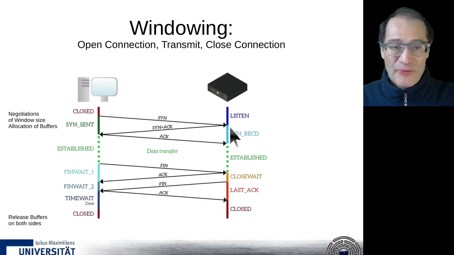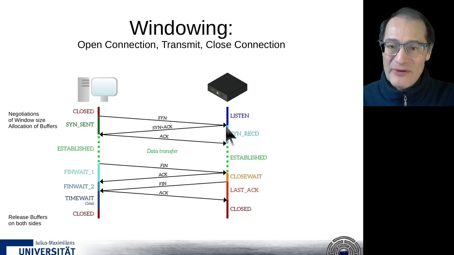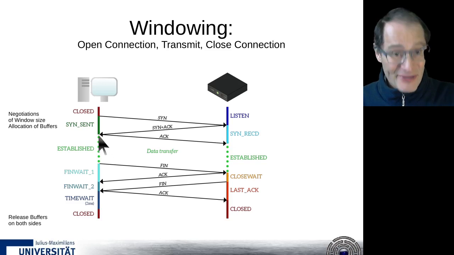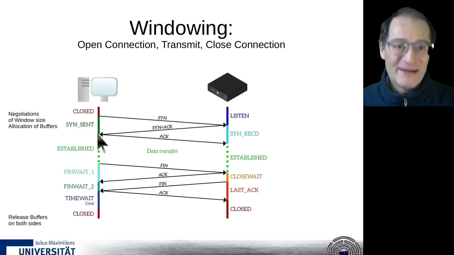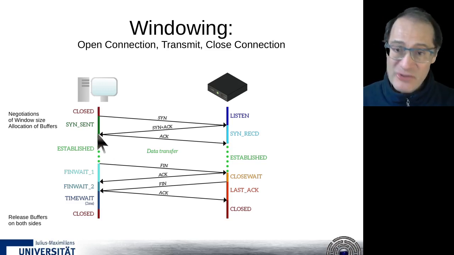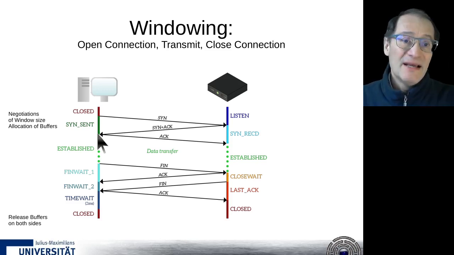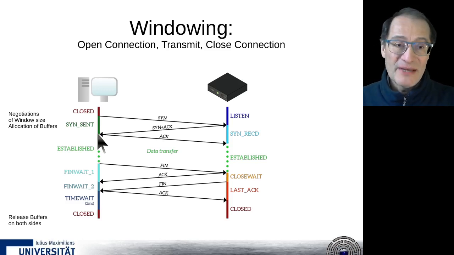So I said, I want to communicate with you, and this is my sending window, my buffer, my number of buffer. Then it will acknowledge, okay, I accept your communication, and this is the size of my window. So both know already what is the size of the window of the other side, and this is a limitation on how many messages we can send before we receive the acknowledges.